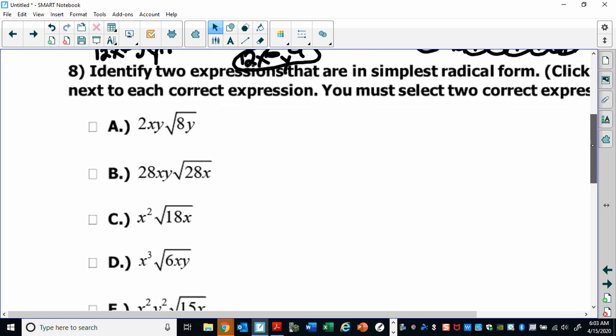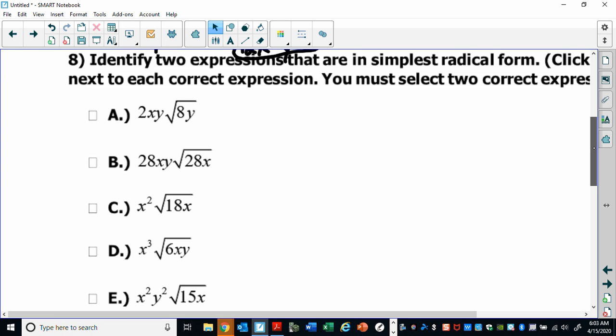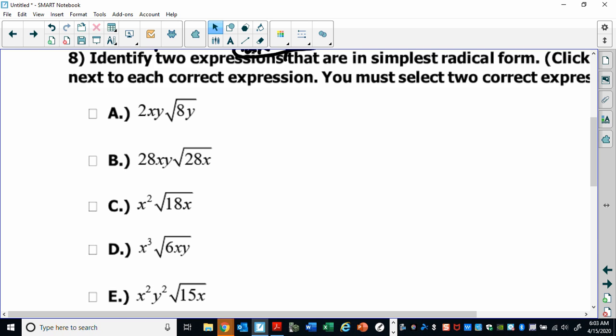Now, number 8 is one that says identify 2 expressions that are in the simplest form radical. Simplest form means that you can no longer break down anything under the radical. To answer this question correctly, you need to break down every radical and see if it can be broken down again. So the numbers outside, they're helpful, but they don't really have to do with what's underneath the radical. So now they are a part of the problem, so we are going to have to simplify that. But we just have to see here if this can be broken down.